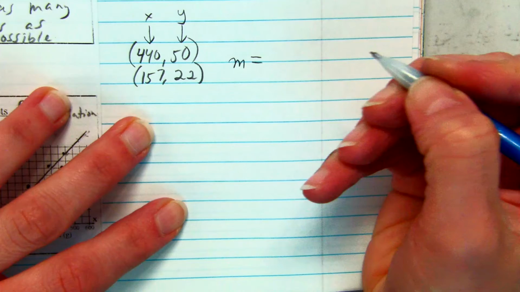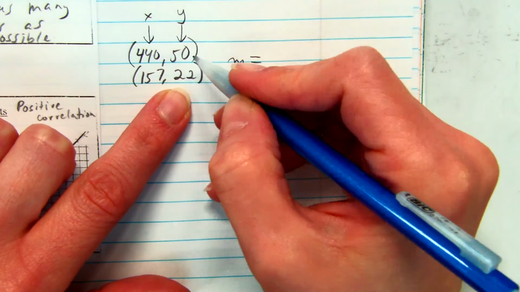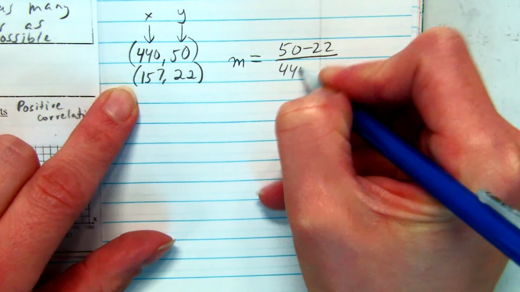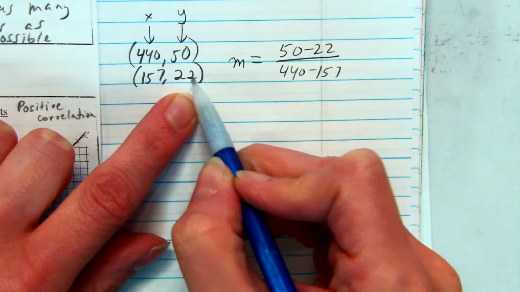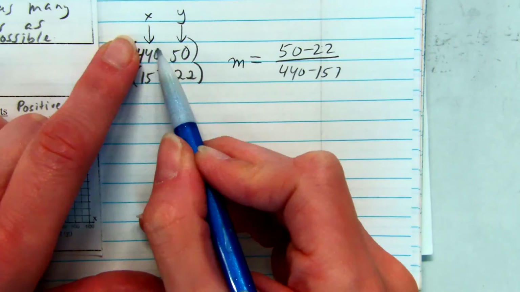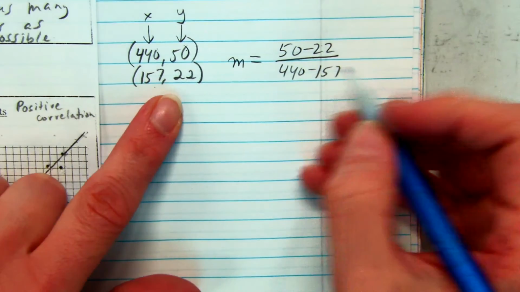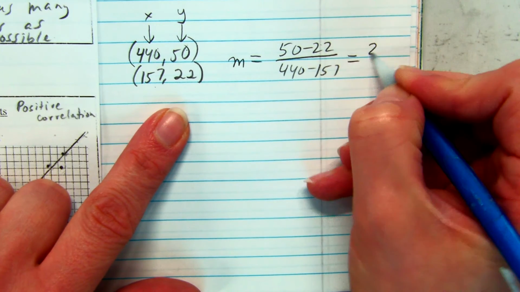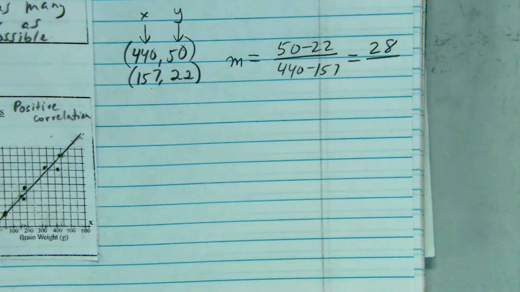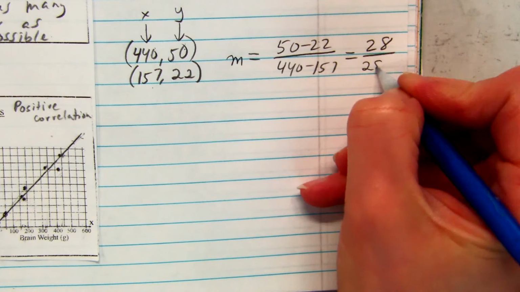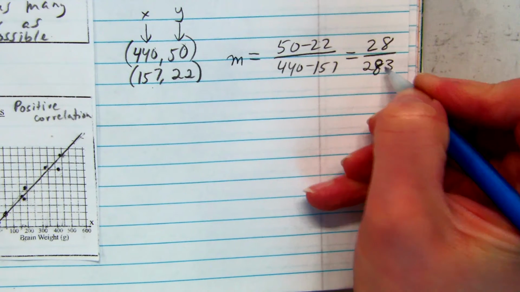So when we're trying to find the equation of a line, hopefully you remember, we're going to find the slope first. So I'm just going to do top to bottom. I'm going to do 50 minus 22 and 440 minus 157. You could do it the other way, but make sure that you're subtracting the y's and the x's in the same order. I just didn't want to do it this way to get negatives. Okay, so 50 minus 22 is 28. 440 minus 157. I don't trust my brain, so I'm going to just make sure. 283. Okay, it is 283. So that's a weird fraction that doesn't reduce.